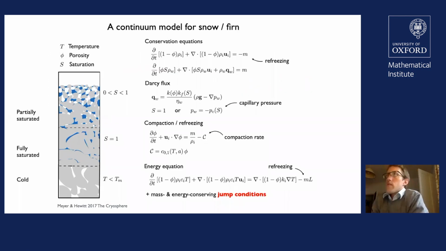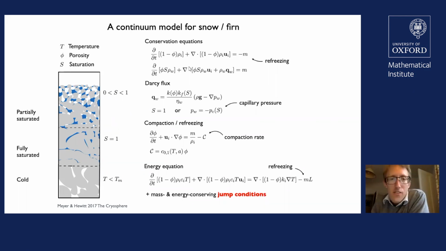Okay, so this slide is a bit heavy with equations. This is a model in which we have three variables, basically: the temperature of the snow, the porosity of the snow, and the saturation. So the saturation is the amount of the pore space, or the fraction of the pore space, which is filled with water. So we're treating the snow as a mixture of ice, air, and water. For the air, we don't really need to model it because it's so much less viscous and less dense than everything else. So we just ignore it.